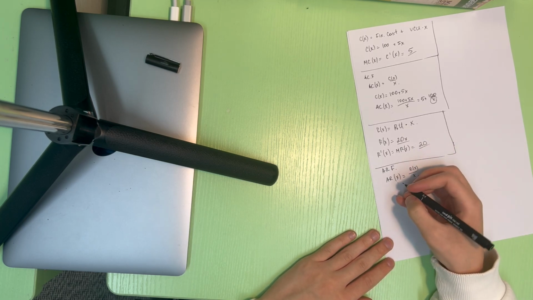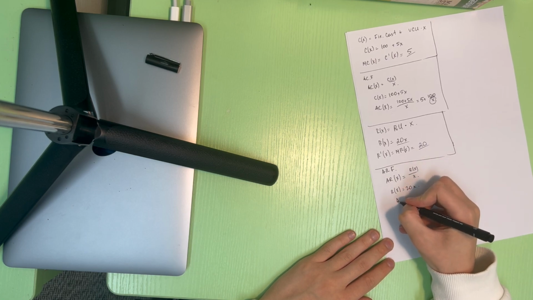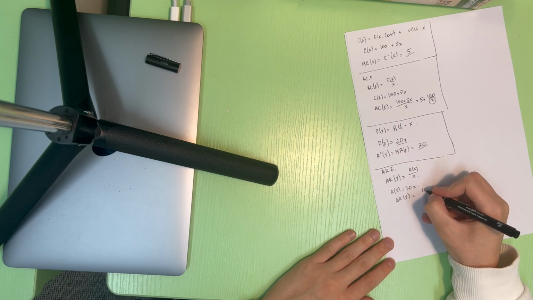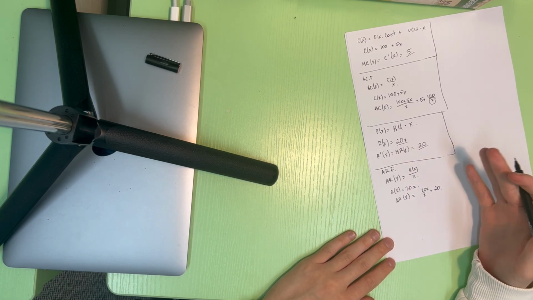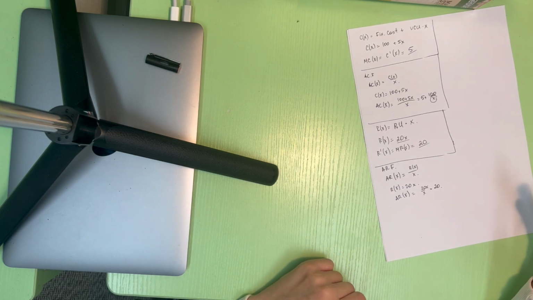So let's have the same example. R(x) equals 20x, so AR(x) will be 20x divided by x, which equals just 20. So the derivative will show the changes in average revenue per unit.